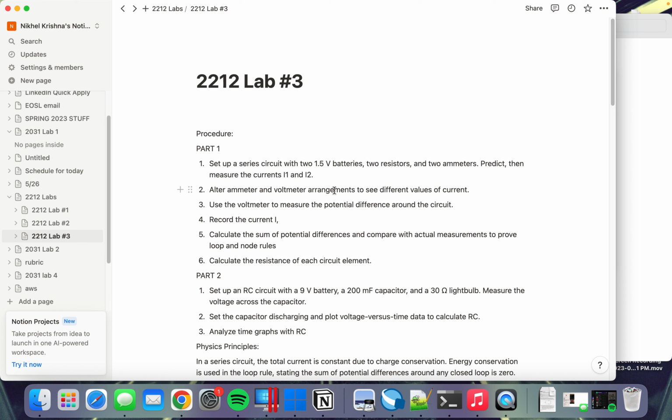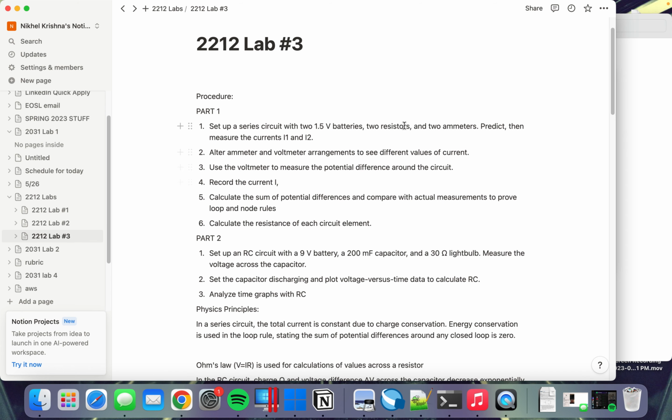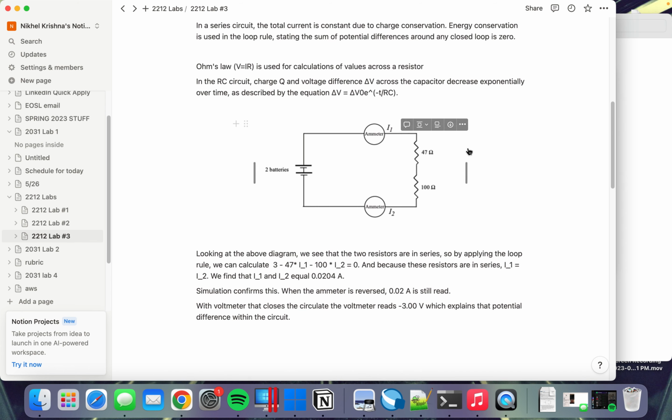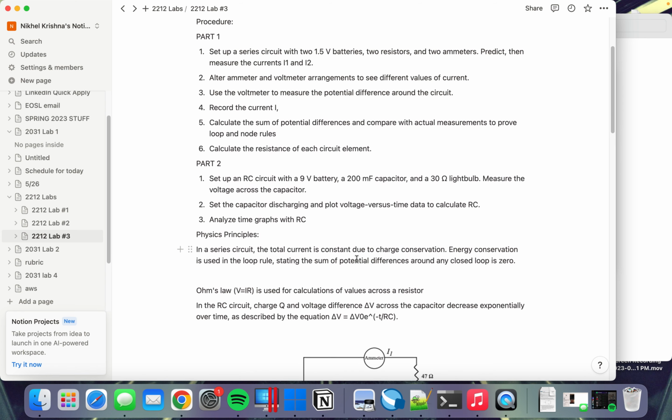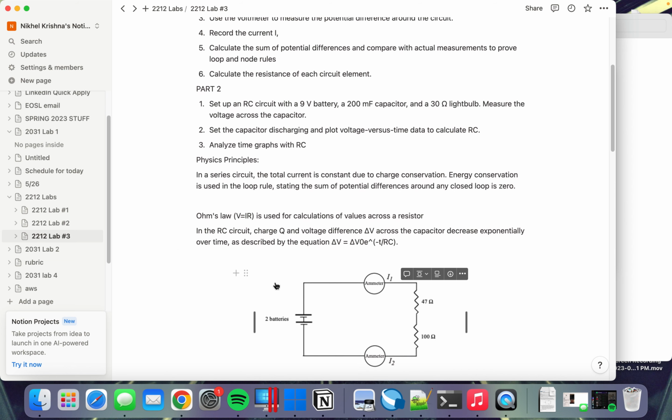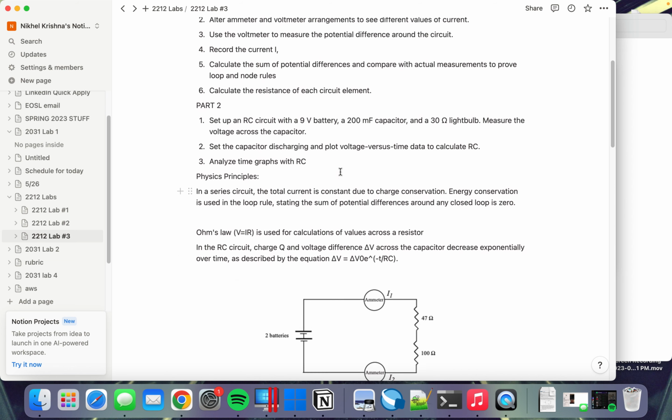The procedure of this lab is split into two main parts. The first part is where we have a series circuit set up like this, and we want to measure the currents over the two resistors I1 and I2 using ammeters, a tool that is used to measure current, and we also will explore potential differences that ensure physics concepts such as the loop rule.